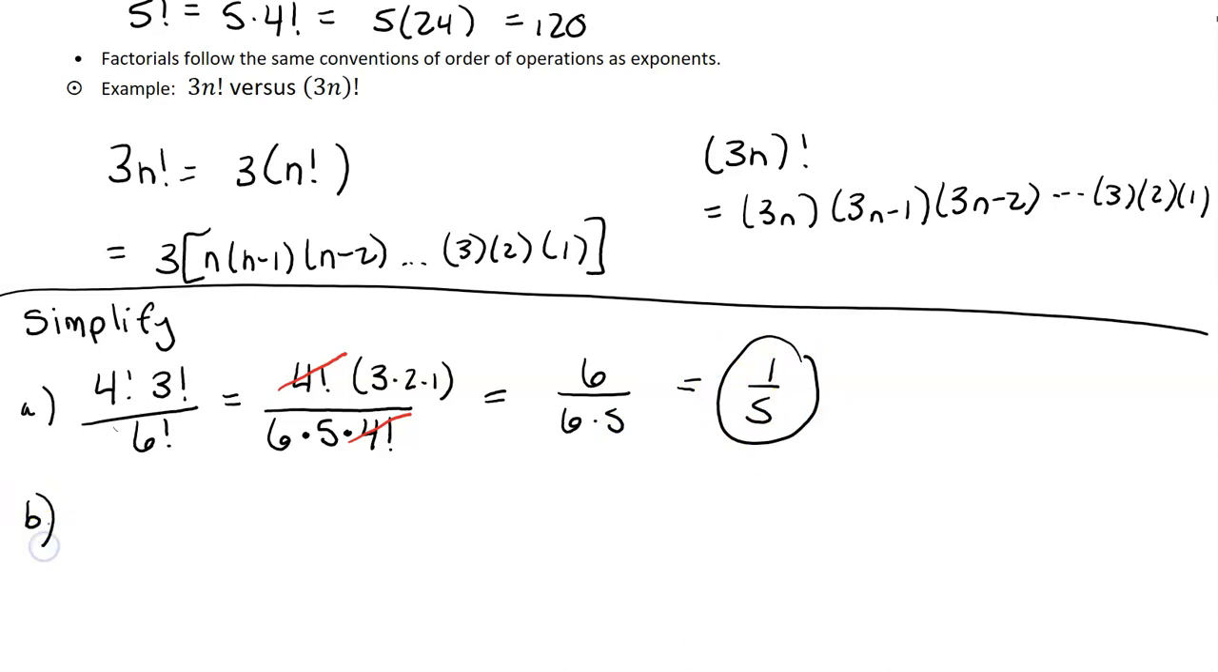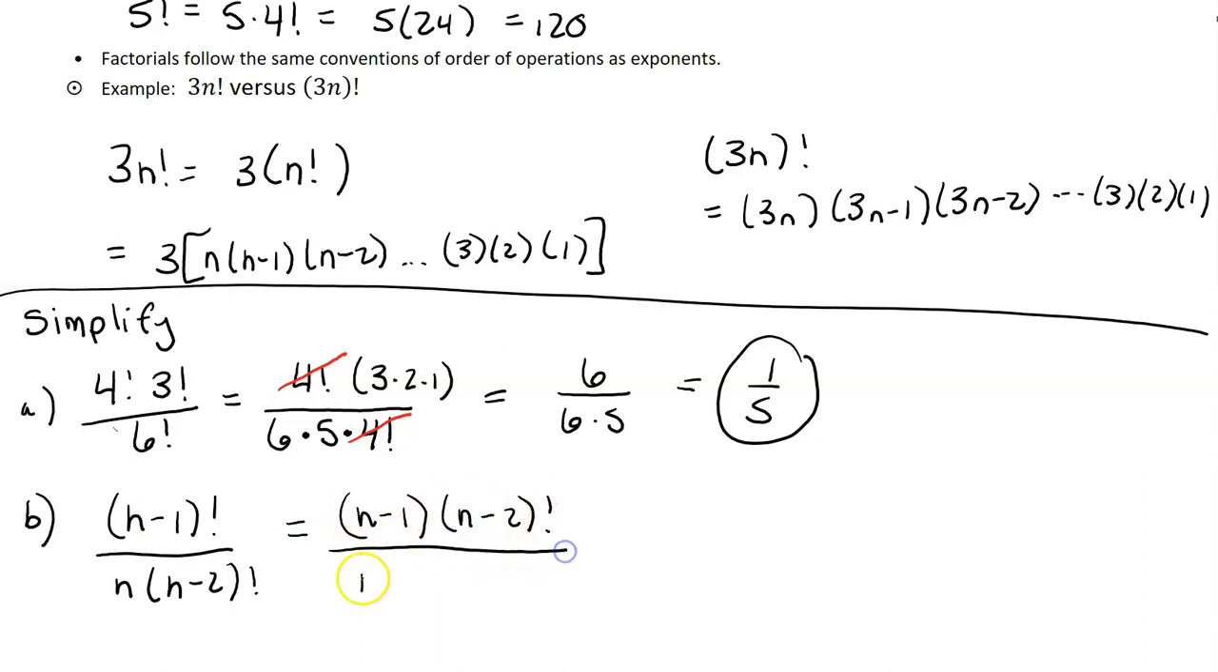If I had no numbers, perhaps I had something like n minus 1 factorial over n times n minus 2 factorial. Something like this. This should be an n minus 2 factorial. Now notice that the n is not factorialed here, so you don't want to start with that one. You want to start with n minus 1 factorial. And if I were to subtract 1 from that, the next thing would be n minus 2 factorial. So I can cancel these two, and I'm left with n minus 1 over n.